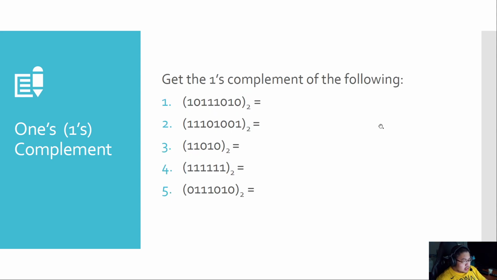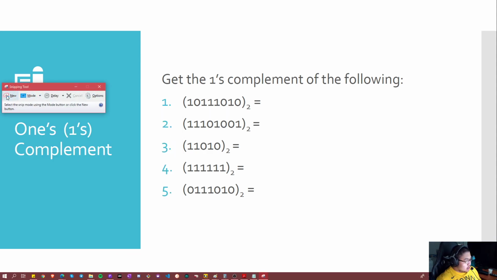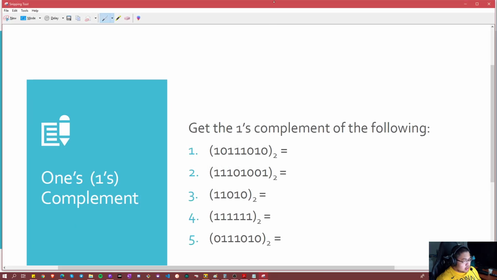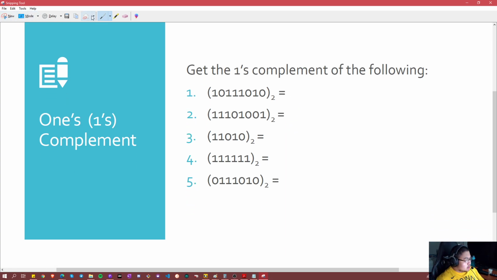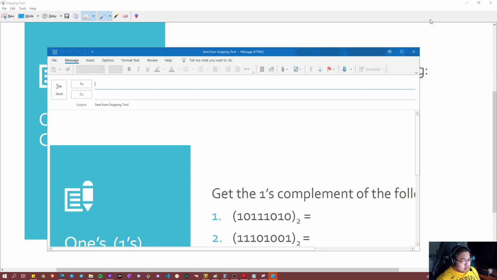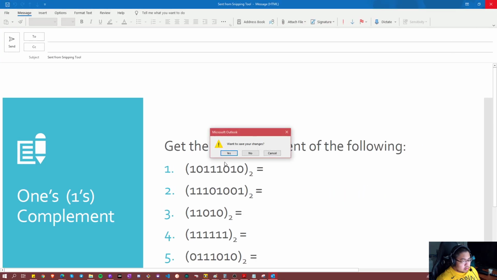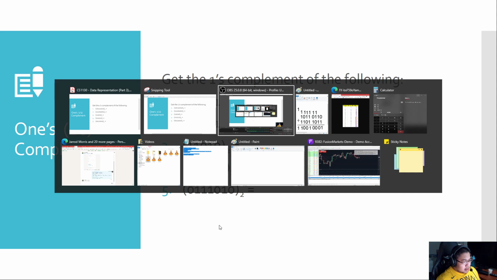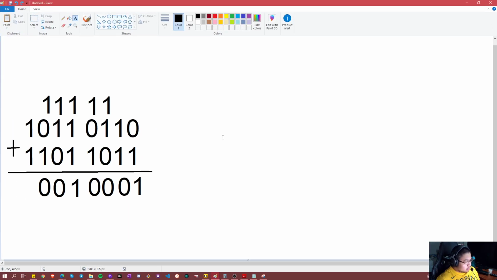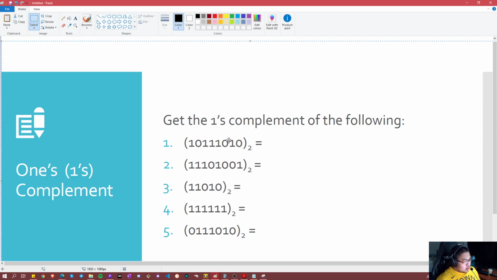So, we have some examples here. I'll do the first ones for you. So, ito. Snipping tool na lang natin. Diskarte tayo. Ayan. So, we have this. Here's the paint. Okay, so let's say we have this example.